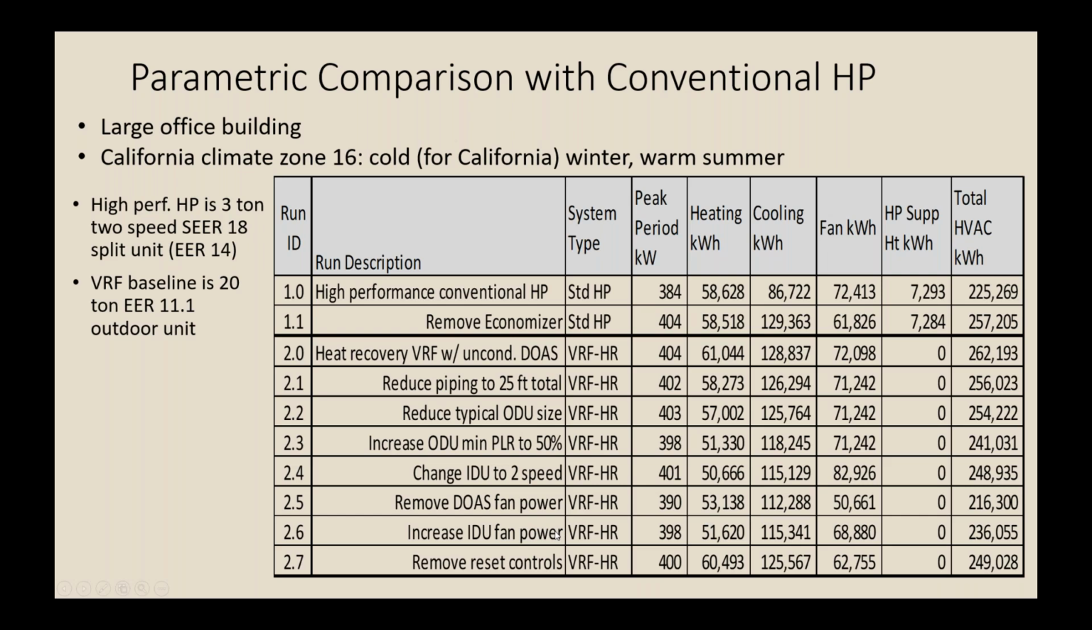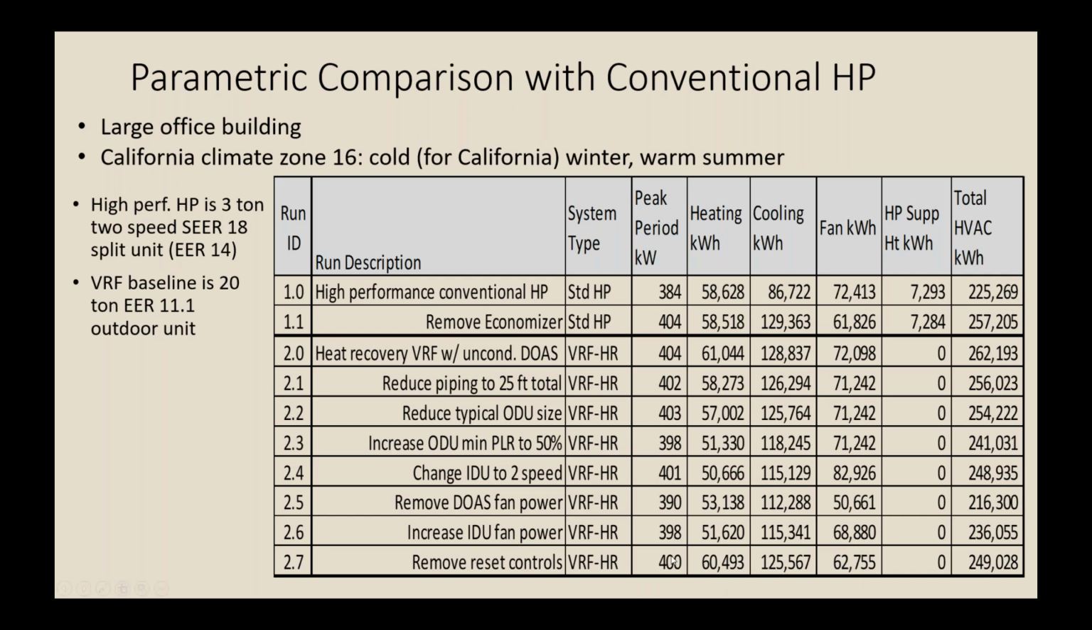The next step was to increase the indoor unit fan power from being a typical surface. I think I used a mixture of terminal units and ducted units in the base case, so it was to change it all to ducted units, which would be more typical of the conventional heat pump. So fan power goes up again. And then the final step of the progression is to remove reset controls, which again reduces the fan power and caused heating and cooling to go up some.